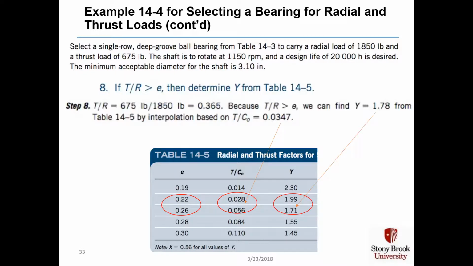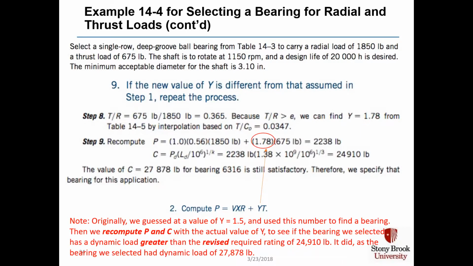Now we move on to step 8. In step 8, T/R is greater than E because T was 675 pounds for the thrust load, and R was 1,850 pounds. And T divided by R is 0.365, which is greater than E, which was 0.25. So we can do another interpolation and find that Y equals 1.78, which is on this chart in between 1.71 and 1.99. Now we go to step 9.